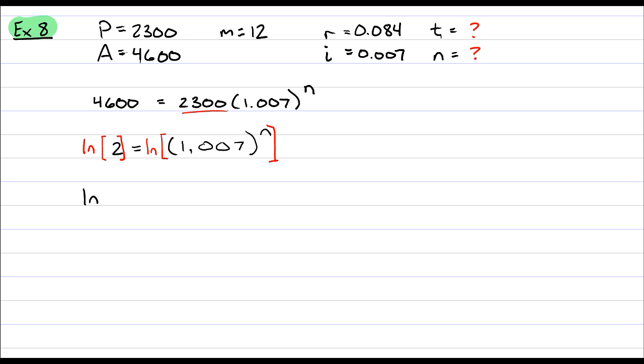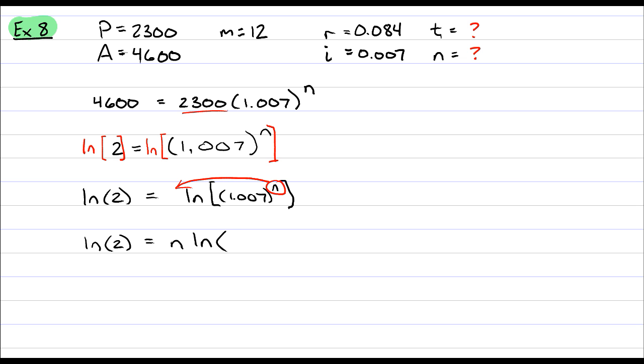So this gives me the ln of 2 equals the ln of 1.007 raised to n. The reason this helps me is because now that the right-hand side is in a logarithm, I can use that to pull this exponent down front. Doing so, I have that the natural log of 2 is equal to n times the natural log of 1.007.